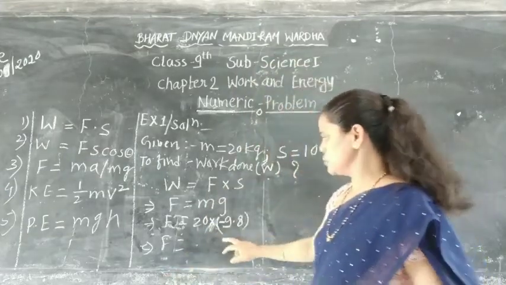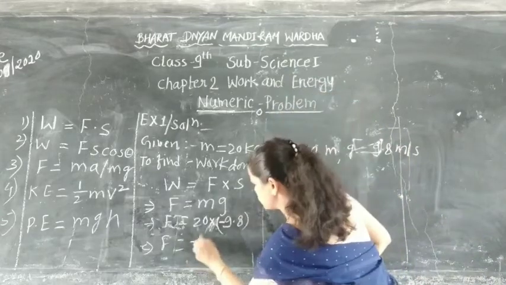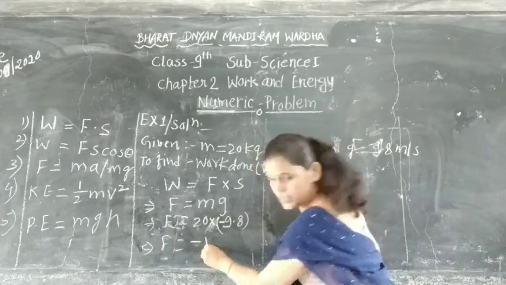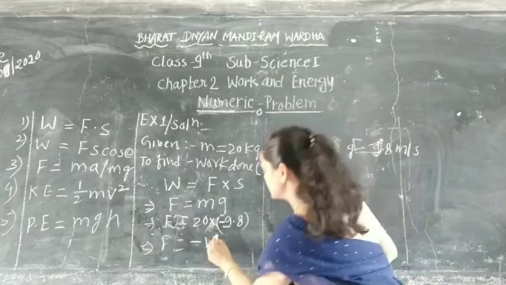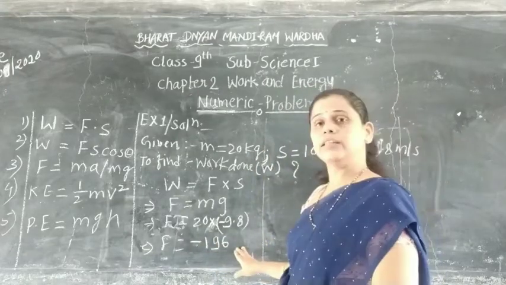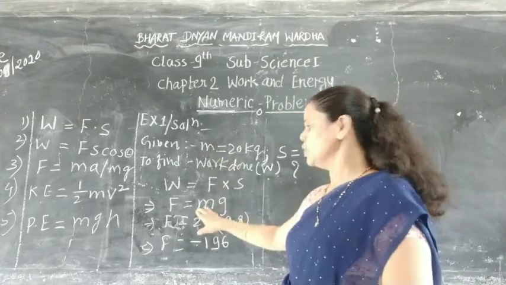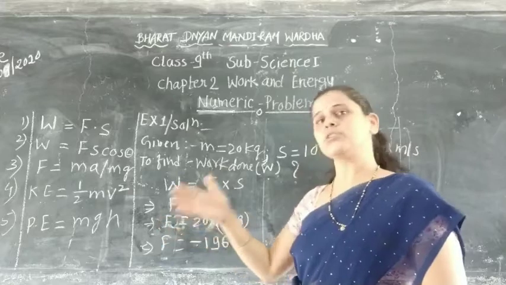So g is minus. So you got the answer, minus 196. 20 into minus 9.8 equals minus 196. And one important thing is to write the unit of the force. So check, is the unit of the force in the SI system or CGS system?